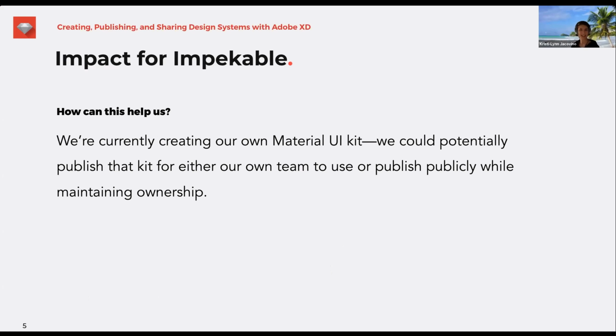Yeah, so the impact for Impekable, obviously, as Janet said, we do this a lot anyway. And right now, we are actually working on our own UI kit for Material UI. And the nice thing here is that we could potentially publish the kit internally, or we could publish it publicly and let others use it as well. But we would still be the owners of the file. So we would be the only ones making changes to it. And then we can allow others to activate it or use it as we want.